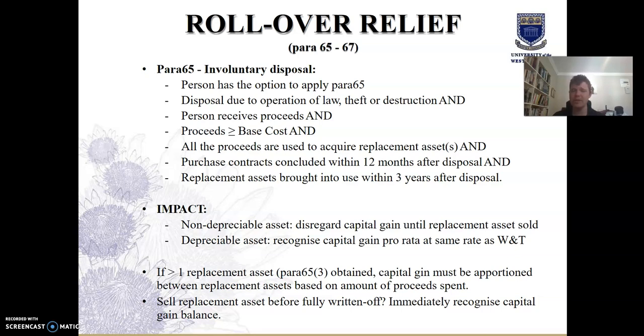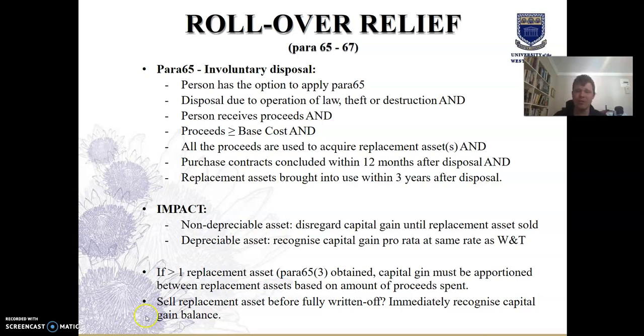If you have situations where there's more than one replacement asset, okay, the capital gain must be apportioned between the replacement assets based on the amount of the proceeds spent. Please note, I do realize it says capital gain. It's meant to say capital gain. I also know every year I make that joke because every year for some reason I forget to change it to gain. Maybe subconsciously I leave it there on purpose, who knows.